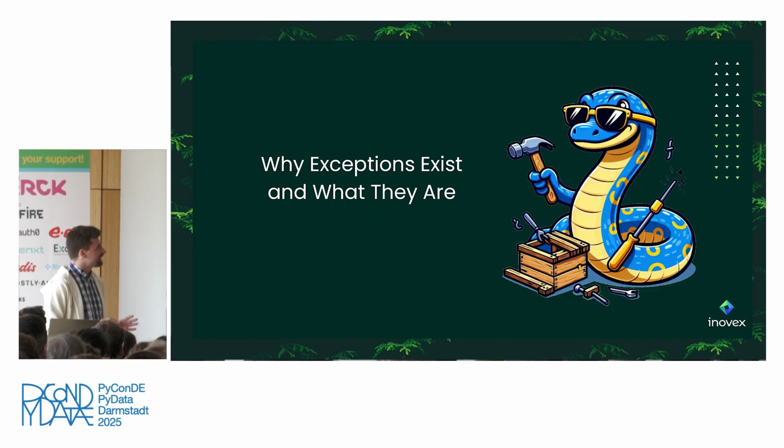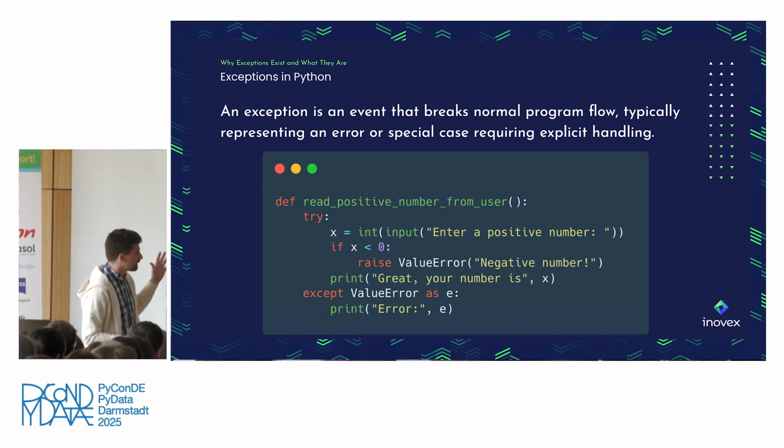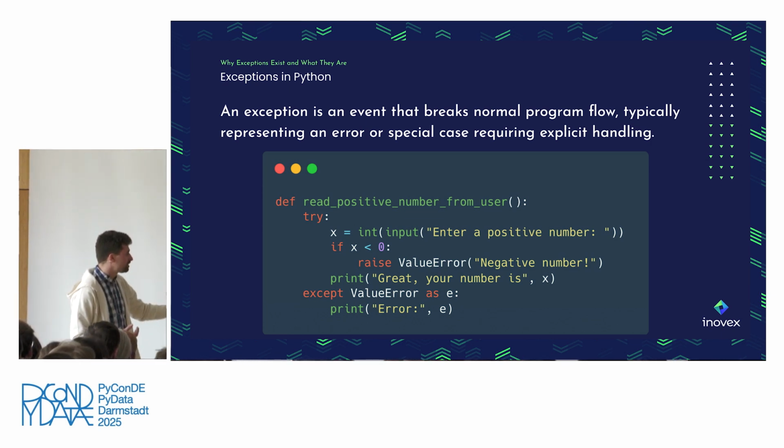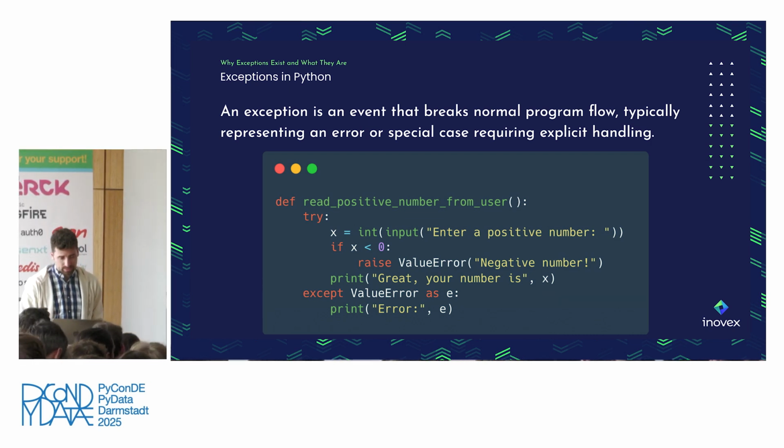Yeah, and this already gets me to the exceptions. And we've seen already some similarities, but just a small recap, what's an exception? It's some kind of event that breaks the normal program flow. Typically, it's some kind of error, special case. Just to get you an idea, it's not a really good example, but let's say you want to read a positive number from a user, and what if the user supplies a negative number? You check for it, you raise a value error, and then you somehow handle it, print some error, maybe ask the user again to correct his or her mistake.